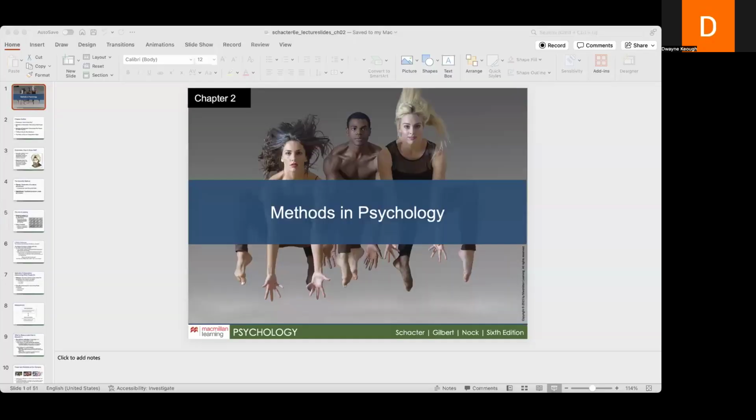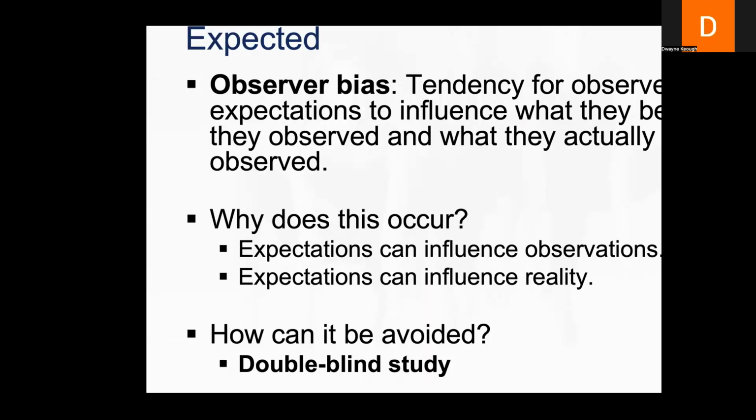You don't know what's going on. I don't know what's going on. And then we have a research assistant who's going to carry out the study, who knows what they're administering, but I don't know what they're doing as the head researcher, and I don't know what you're getting, and you don't know what you're getting. So everyone's effectively double blind to the study.